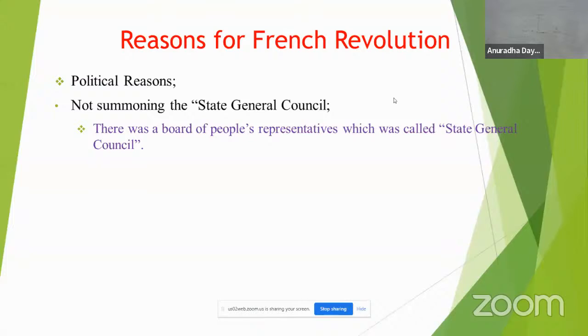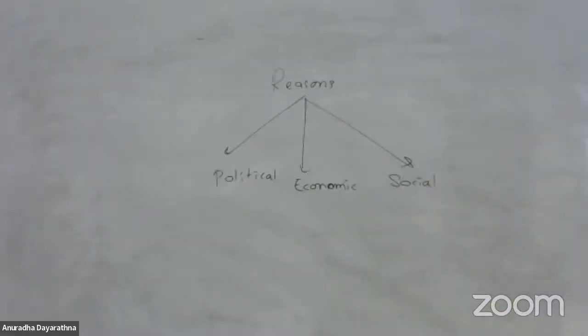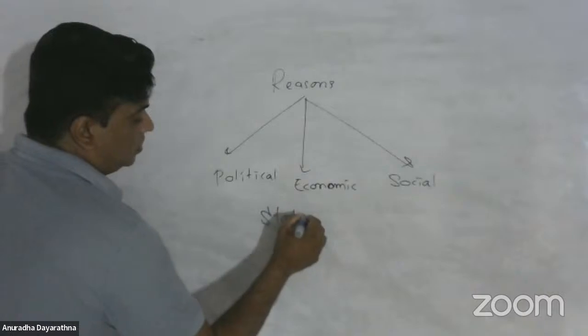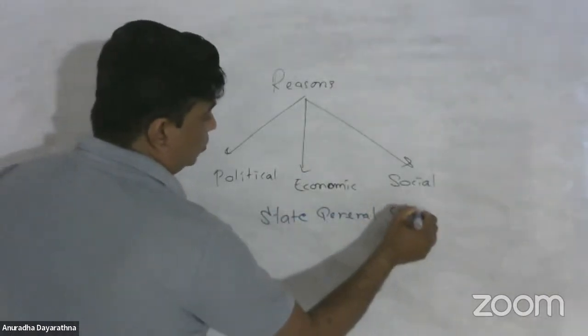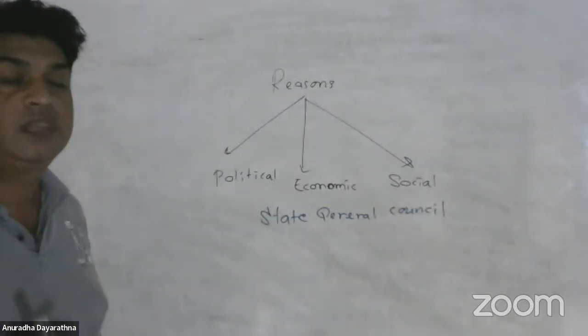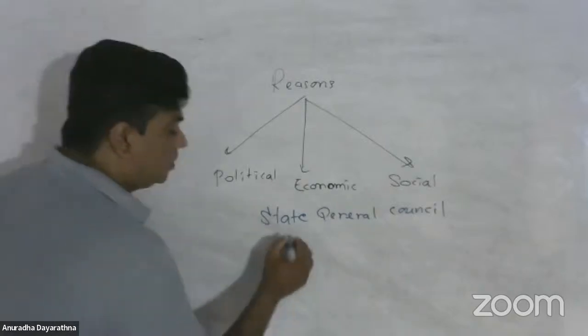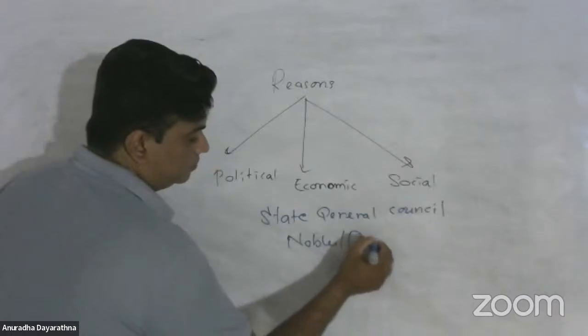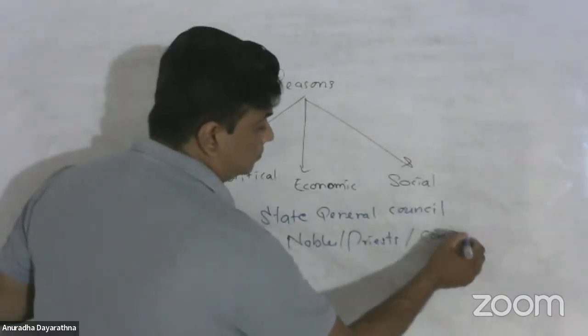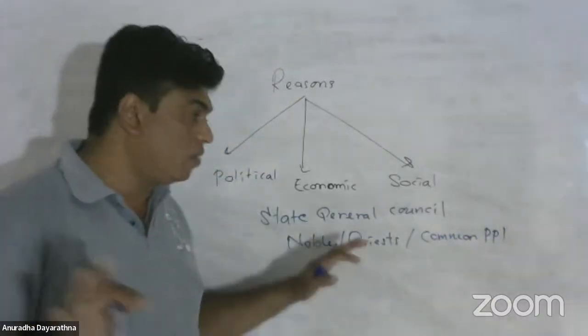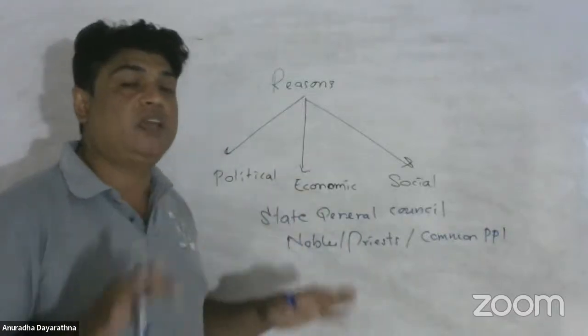What is the State General Council? This also you should know. Now, the king should take advice from the State General Council. Normally, the king cannot take decisions on his own. He had to ask the State General Council when taking crucial decisions. Who are the members of the State General Council? Nobles were there, and priests were there, and even common people were there. There were representatives of common people. So only after consulting this board, the king had to take decisions.